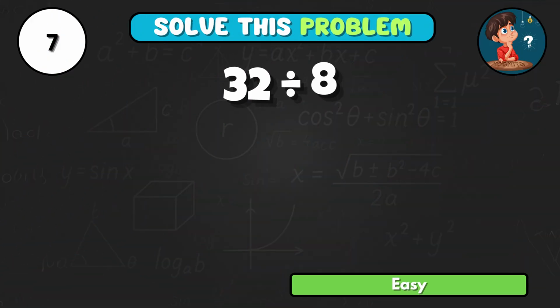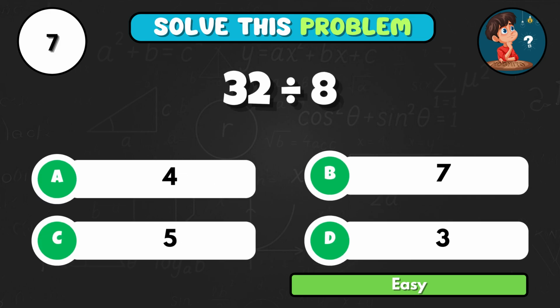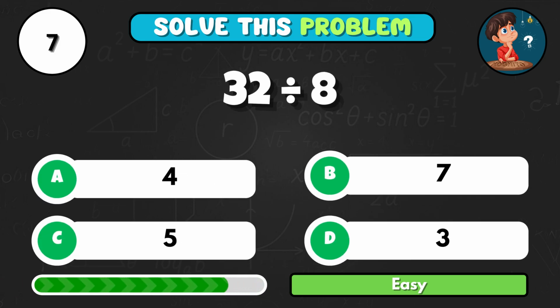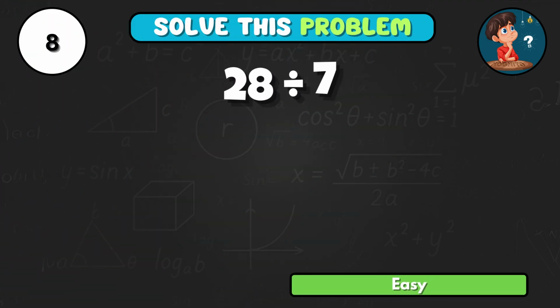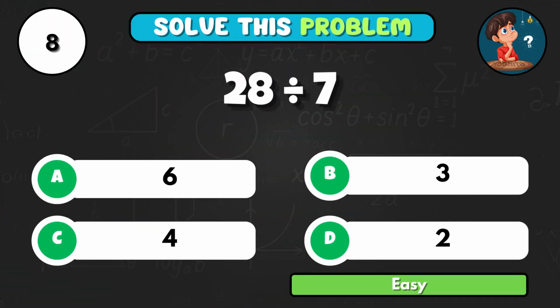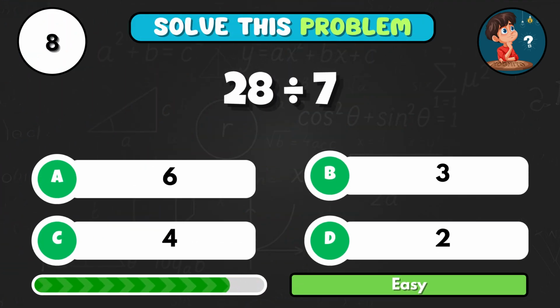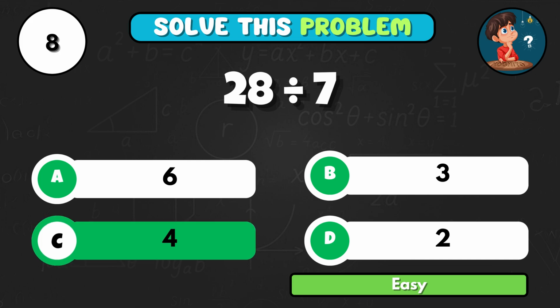How much is 32 divided by 8? That's A, 4. Can you work out 28 divided by 7? It equals C, 4.